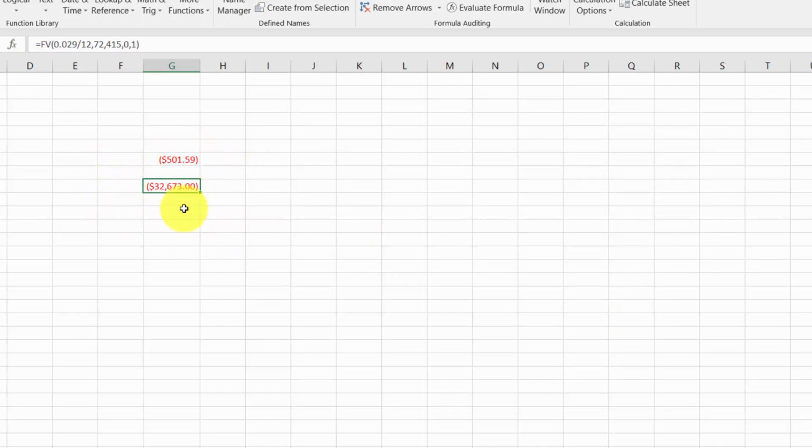And so the financial functions will basically have an interest rate, a number of payments, and a future value and present value that you'll be working with.